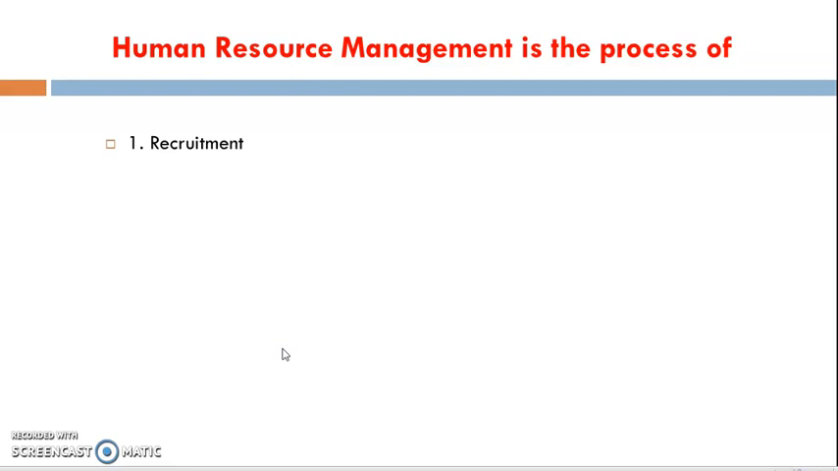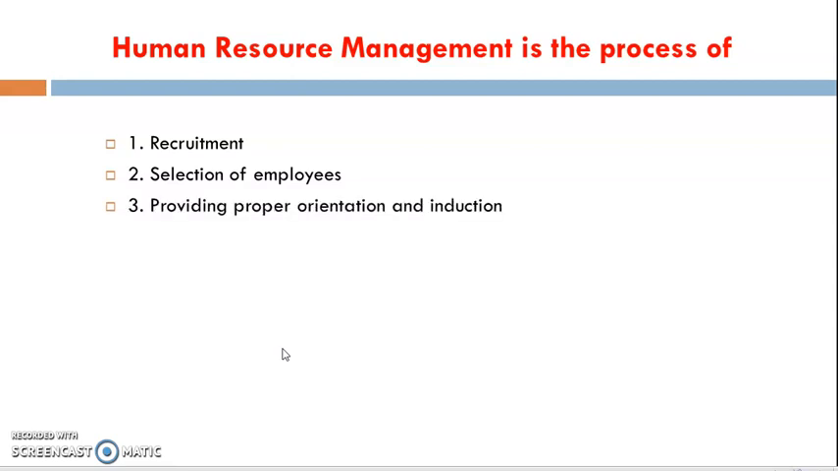So it basically starts with recruitment, when you identify an individual suitable for the kind of job that you are offering. Second one would be selection of employees. When we talk about selection of employees, it is about whether the person who has applied for a job is suitable for the nature of work that your institution has. Third one is providing proper orientation and induction.